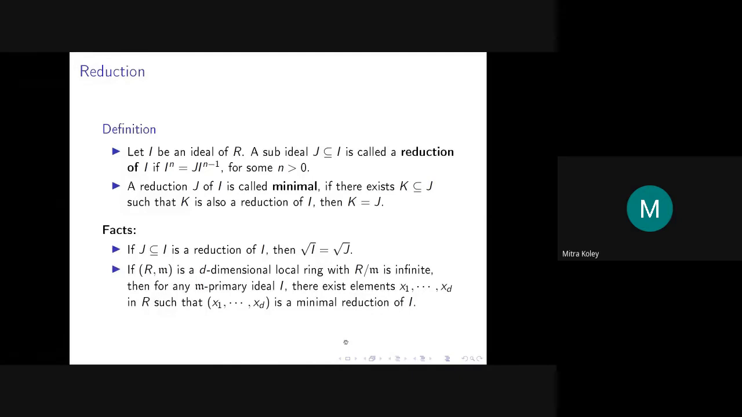Then we will recall some facts. If J is a reduction of I, then they both have the same radical. Second, let (R, m) be a d-dimensional local ring with infinite residue field. Then for any m-primary ideal I, there exist elements x1 to xt in R such that the ideal generated by x1 to xt is a minimal reduction of I. And note that x1 up to xt is a SOP because these two have the same radical.